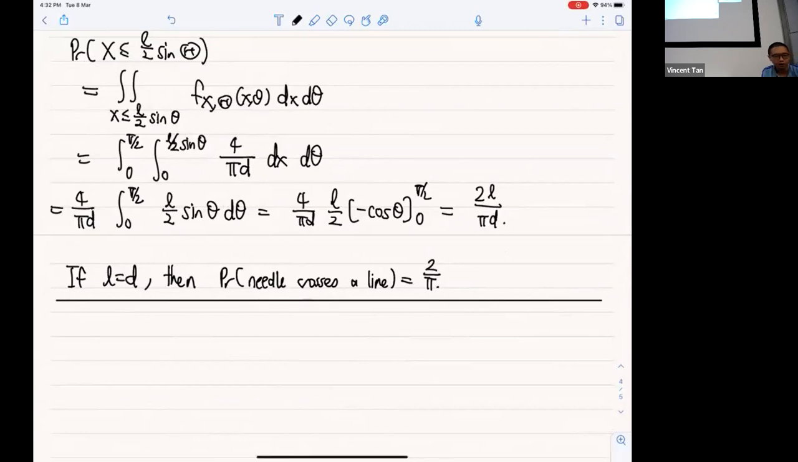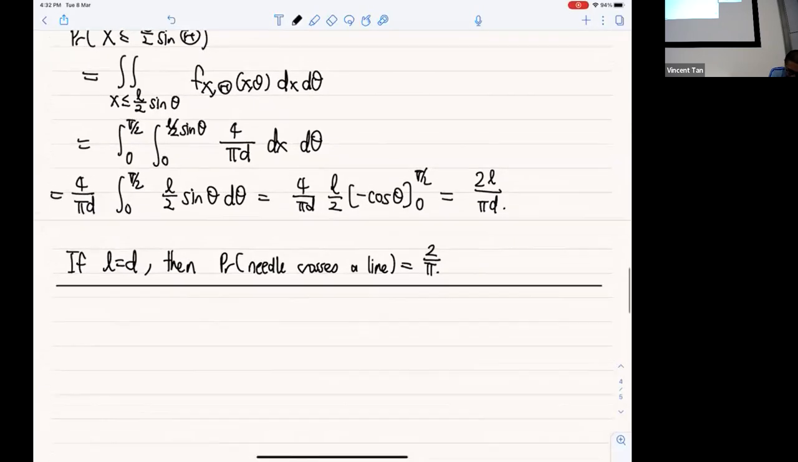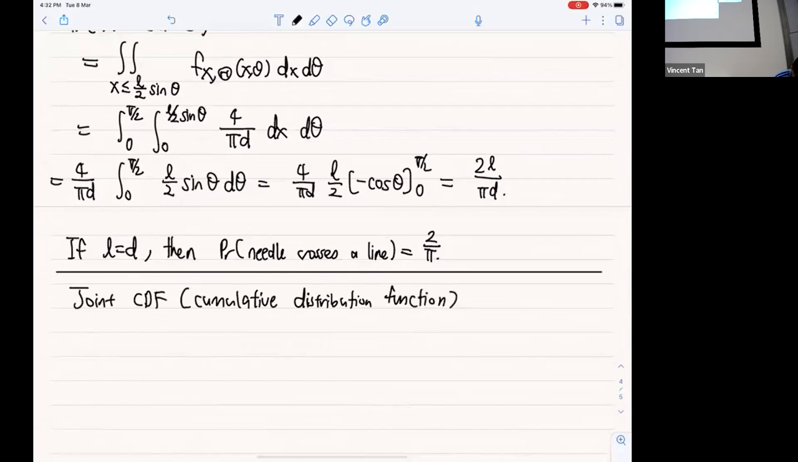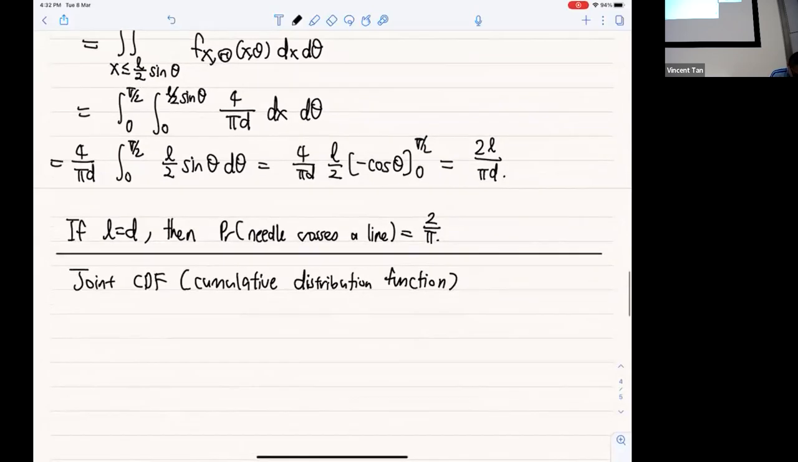Okay, so let me go on to some other topics because we have talked about the joint PDF. Once we talk about the joint PDF, we can talk about the joint CDF. Remember, this stands for cumulative distribution function. And it's a very nice object because it unifies the presentation of discrete and continuous random variables.